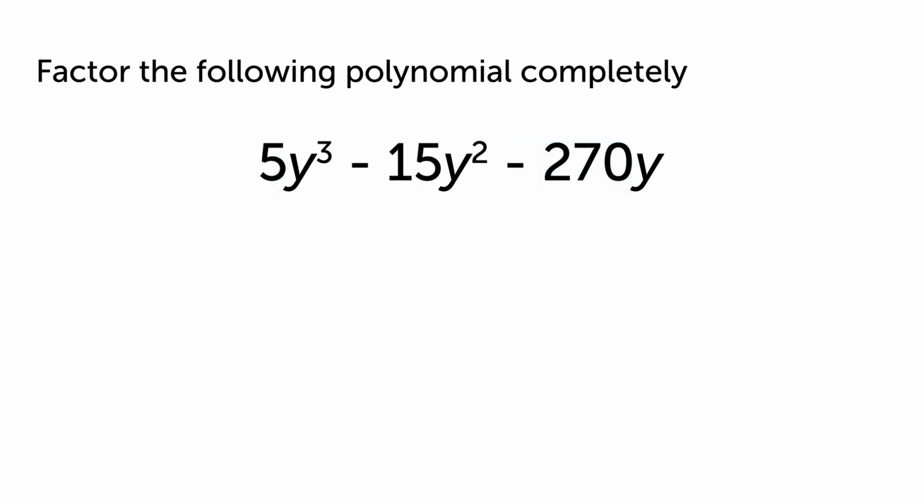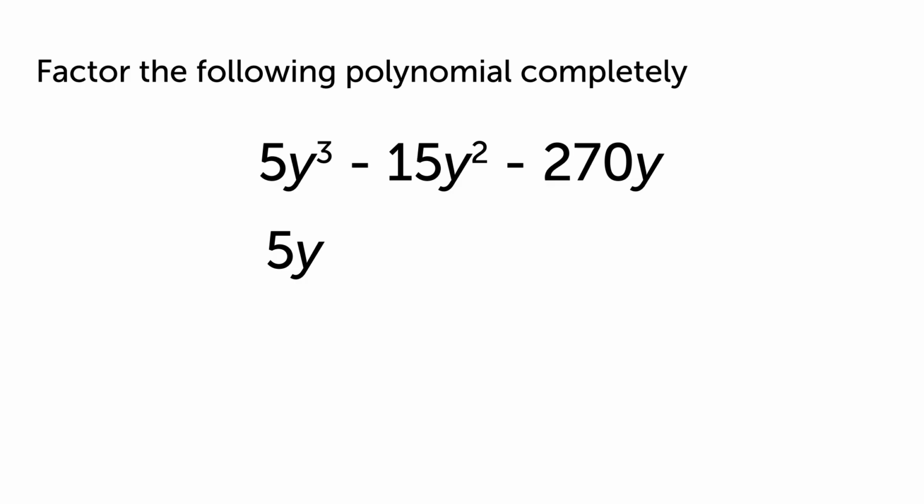The number 5 divides 5, 15, and 270 evenly, and we know it is the largest number possible because there isn't a number bigger than 5 that will divide into 5 a whole number of times. So, let's pull out both a factor of 5 and a factor of y from each term of the trinomial.